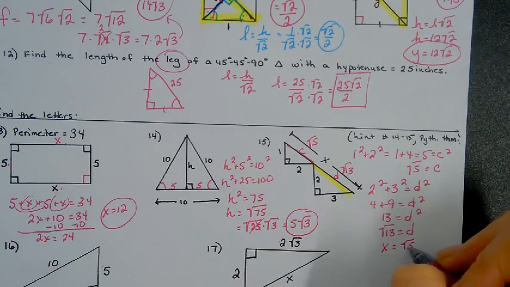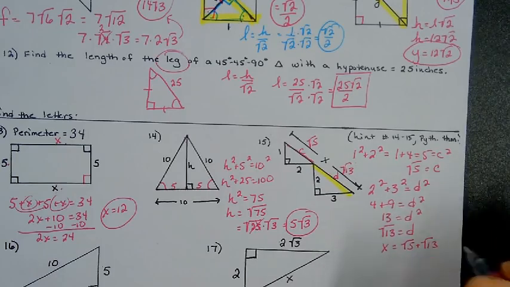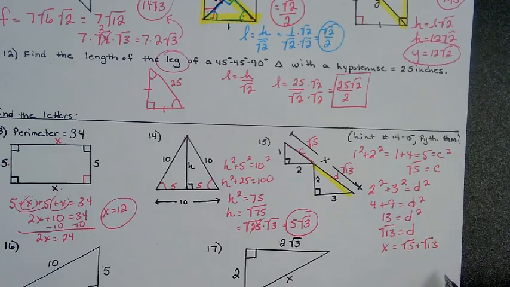Now, why don't I add these together? Because the radicands are not the same. So we'll just leave it just like that.